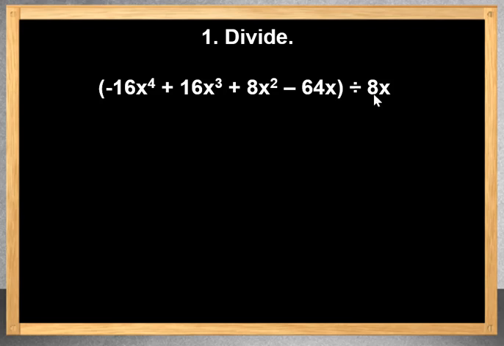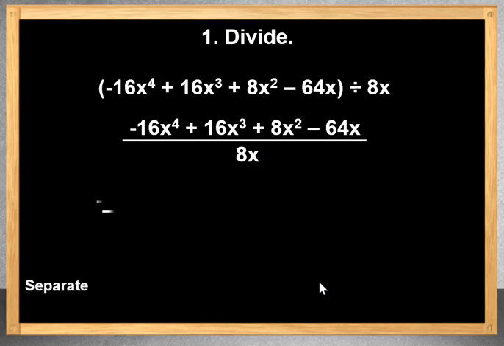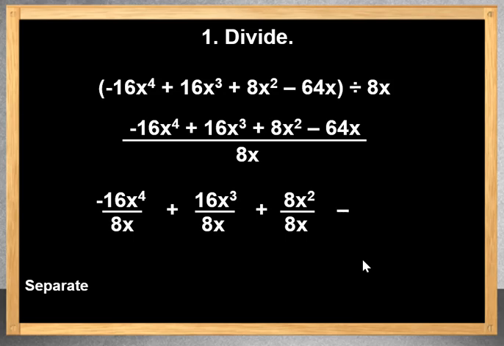So we have this long polynomial, 4 terms, and we're going to divide it by just a monomial, 8x. In order to divide by a monomial, you can rewrite this as a fraction. Actually, you can rewrite this as 4 separate fractions with 8x as the denominator of each. So negative 16x to the 4th divided by 8x, and write each of those out over that divisor, 8x. And then just simplify.